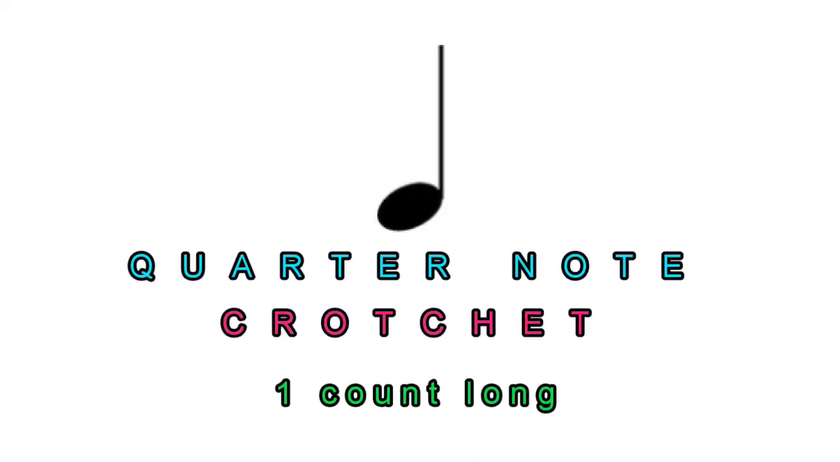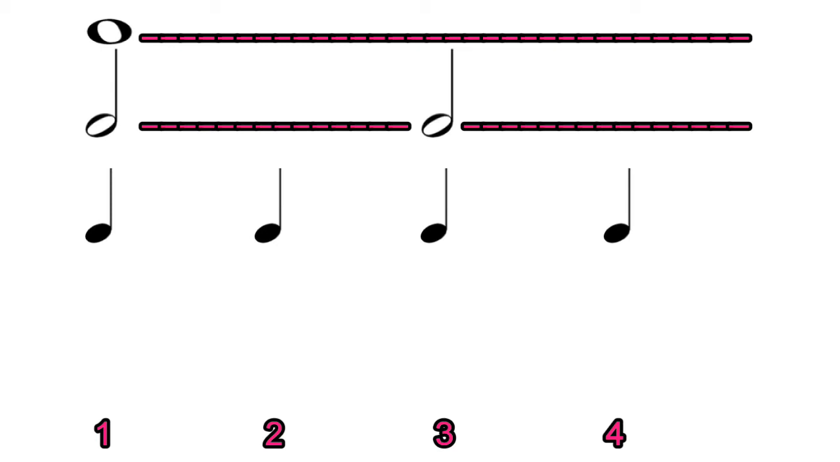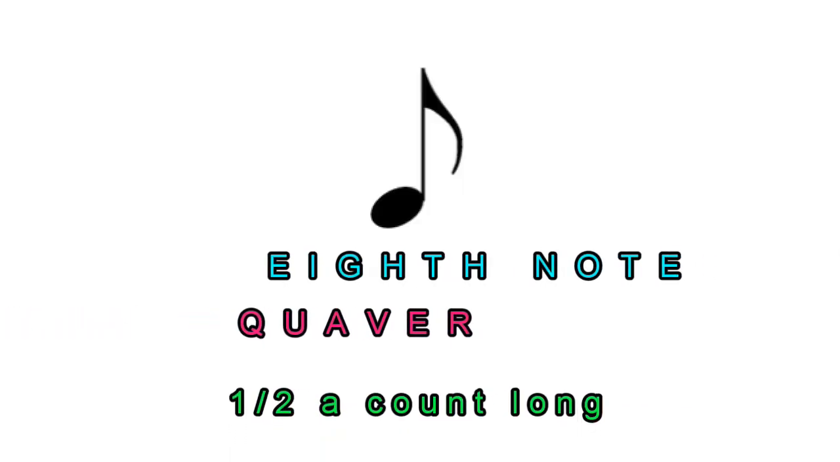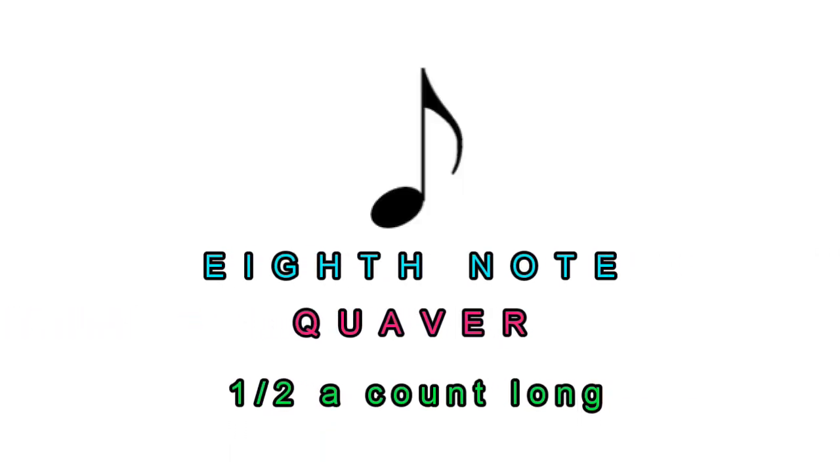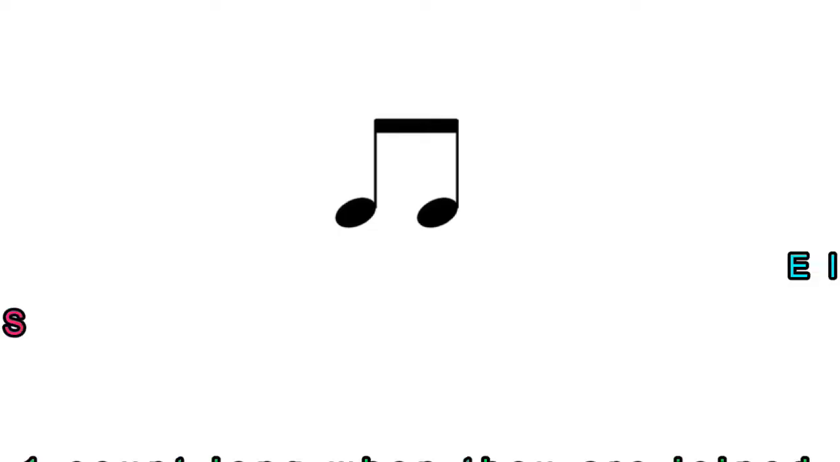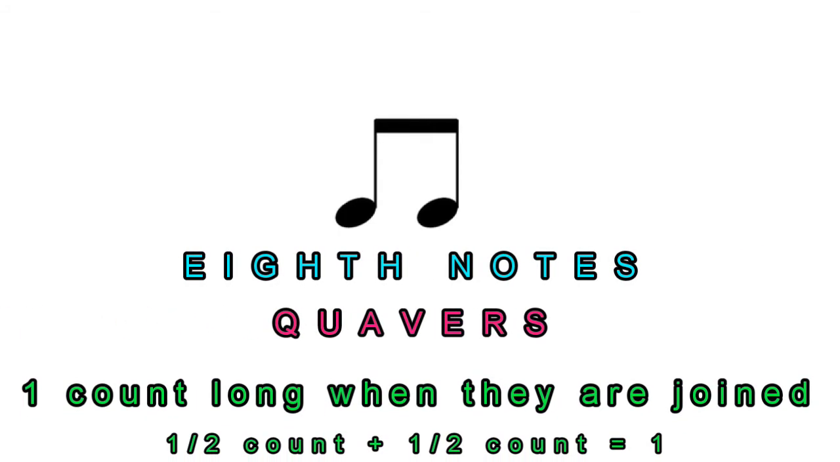In music, we have quarter notes or crotchets. These notes last for 1 count. In music, we have eighth notes or quavers. These notes only last for half a count. They're very, very short. But sometimes they like to hold hands with a friend. And if there are 2 of them, they are equal to 1 count.